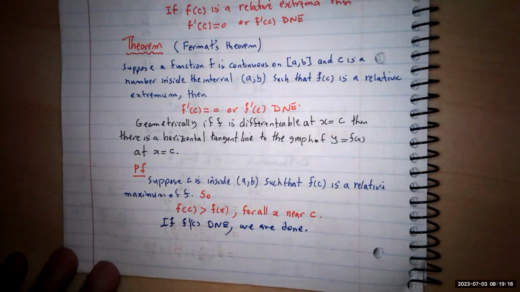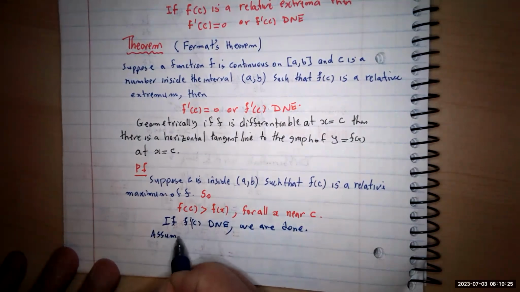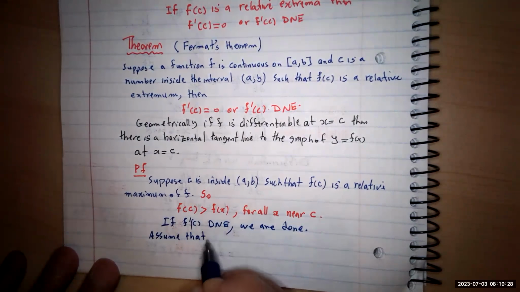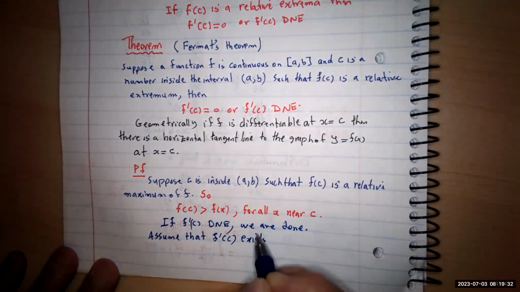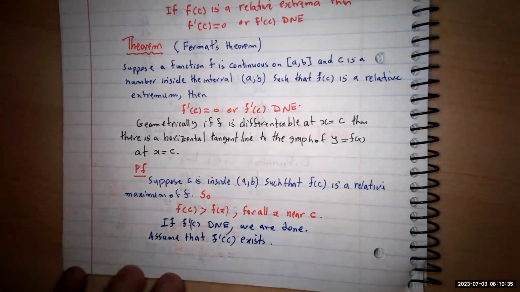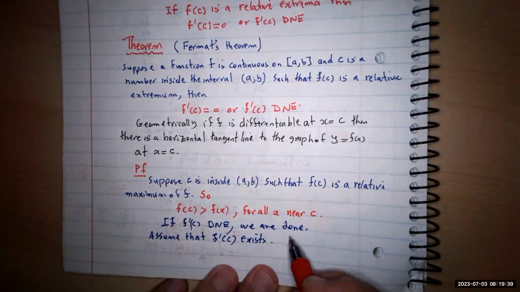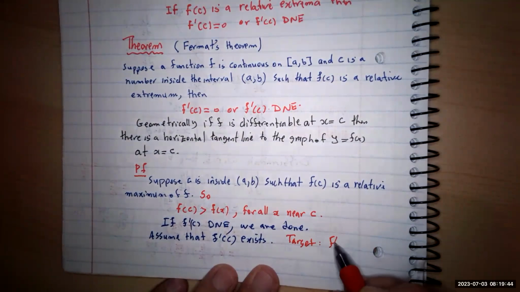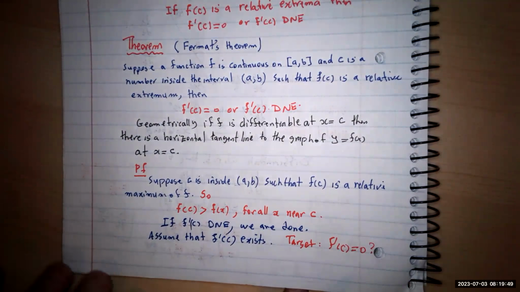So we are going to assume that f prime of C does exist, and we prove that it's 0. Assume that f prime of C exists. Then we prove that it's going to be equal to 0. So the target is to prove that f prime of C is equal to 0. That's going to be our target.